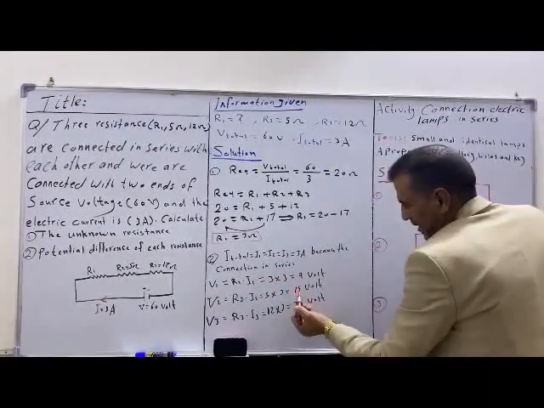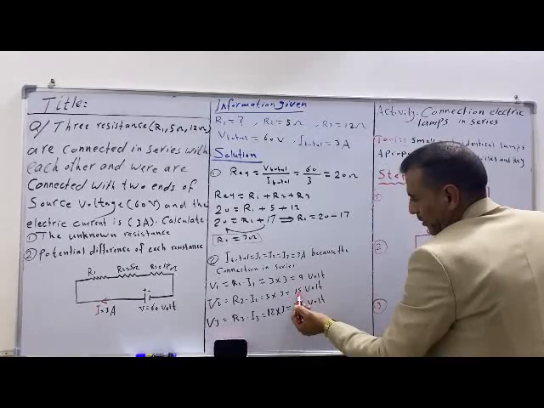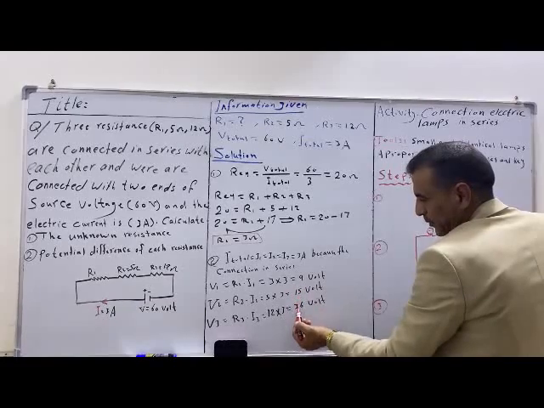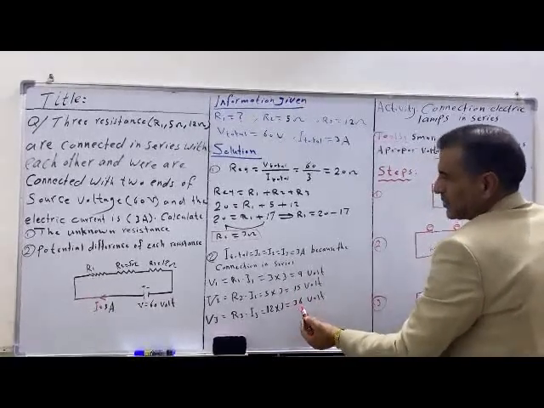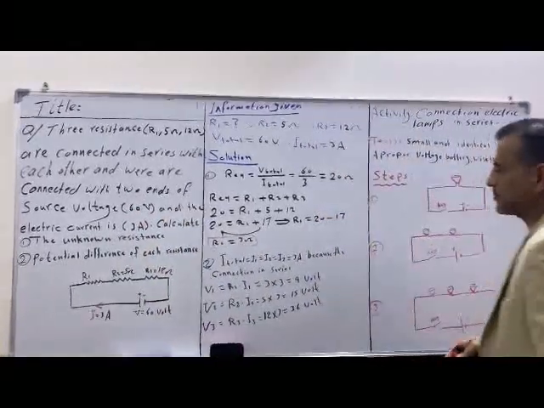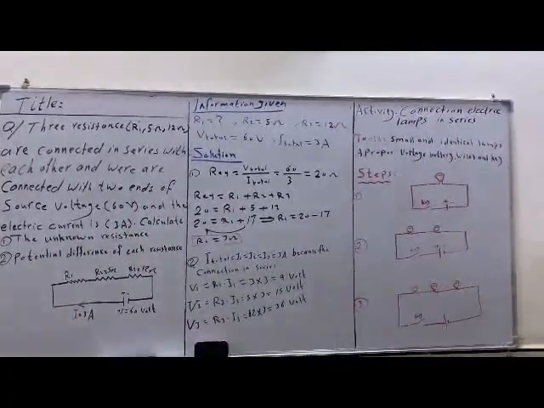9 plus 15 equals 24. 24 plus 36 equals 60. This is the total potential difference. Now, activity.